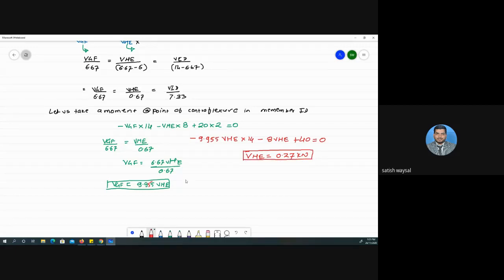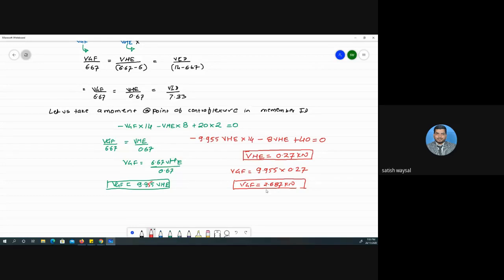Okay. Now we know VHE. So VGF is equal to 9.955 into 0.27. So we'll get VGF, that is 2.687 kilonewton. Very good. Somewhere 2.70, 2.687. These both answers are correct. 2.7 is the correct answer.